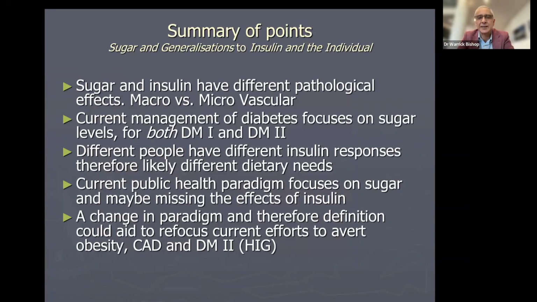So sugar and insulin clearly have different pathological effects, and we see that clinically, macro versus microvascular disease. We know that the current management of diabetes continues to focus and be glucose-centric in spite of type 1 and type 2 diabetes being very different conditions. There's a real opportunity, I believe, to come way back to the early part of the disease journey for these individuals and recognize that we respond differently. This could allow different public health advice by isolating and renaming and redefining these individuals.